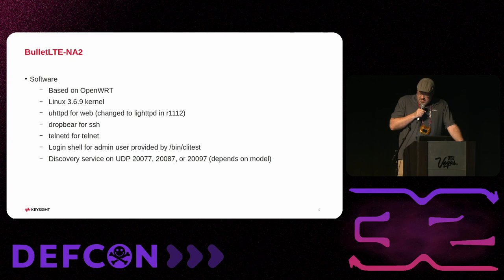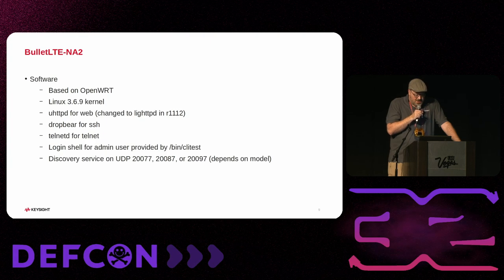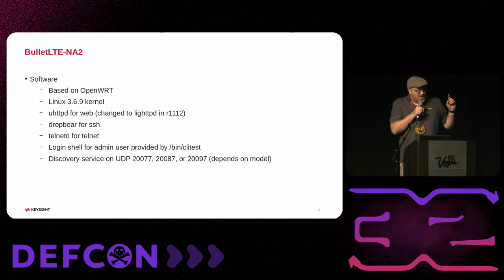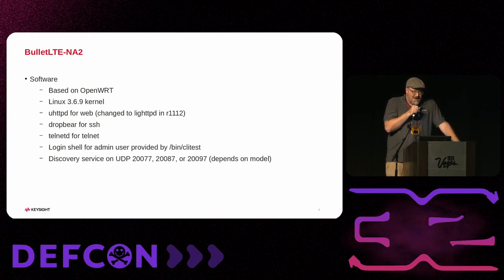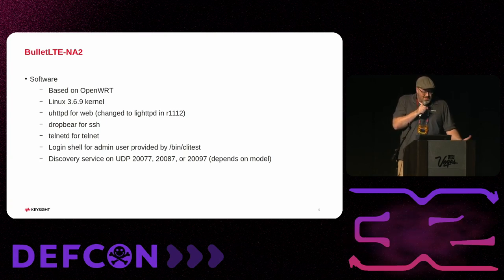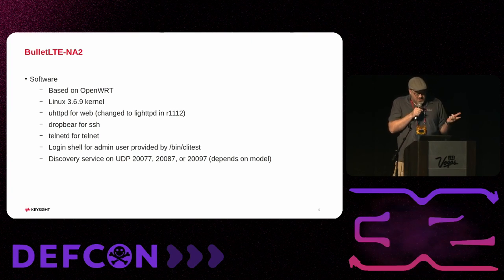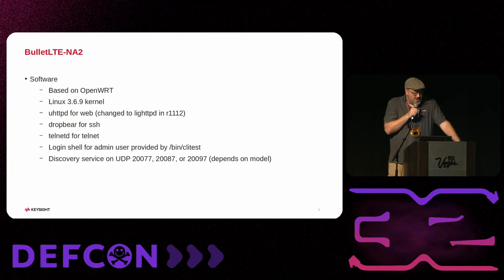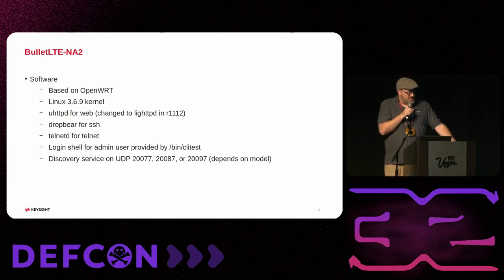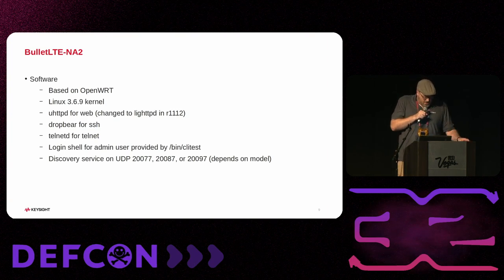And then the software itself, the OS is based loosely on OpenWRT, running a Linux 3.6.9 kernel. In the version that I'm going to be demonstrating today, they were using uHTTPd for web. They changed to that in a subsequent version, and you'll see why they decided to change it. They use Dropbear for SSH and telnetd for Telnet, kind of. Whenever you log in with one of those services, they end up dropping you into a jailed debug environment, which we'll talk about extensively later on.